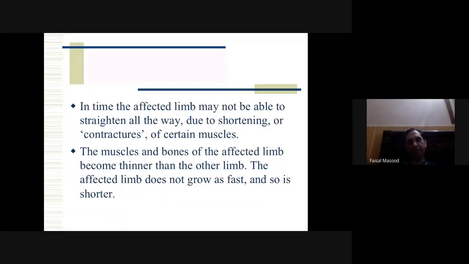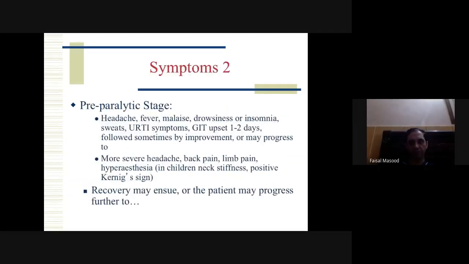So in time, the affected limb may not be able to straighten all the way due to shortening or contractures of certain muscles which are unaffected. The muscles and bones of affected limbs become thinner. This results in imbalance and deformities. So the pre-paralytic stage can have headache, fever, malaise.